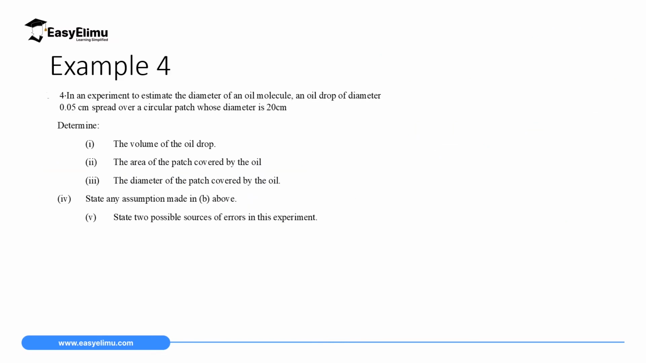So the last question for today's lesson reads: in an experiment to estimate the diameter of an oil molecule, an oil drop of diameter 0.05 centimeters spread over a circular patch of diameter 20 centimeter. Then determine 1. the volume of the oil drop, 2. the area of the patch covered by the oil, then 3. the diameter of the patch covered by the oil, and then finally state the assumptions made in the above experiment, and then number 5, state 2 possible sources of error in the experiment.